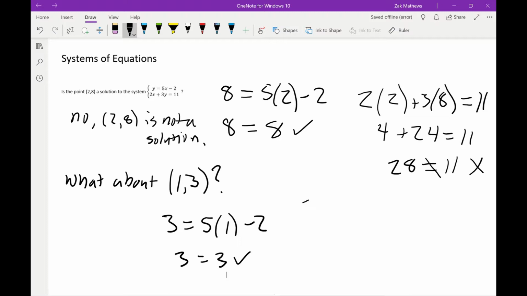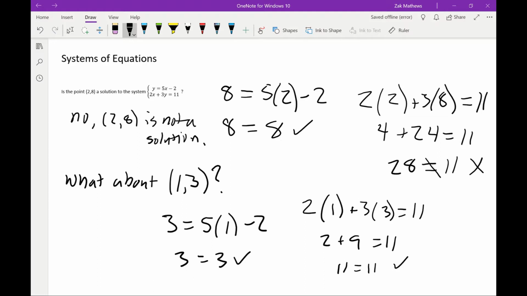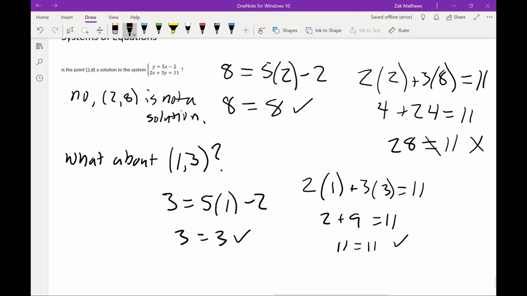So this time I'm going to take my 2 and multiply it by 1. I'm going to add 3 times 3. We're going to see if that's equal to 11. So we have 2 plus 9. And this time we end up with a true statement. This is true. And so what can we say about this point (1, 3)? We can say (1, 3) is a solution, I can abbreviate solution as SOLN, to the system. You may also see this written, the point (1, 3) satisfies the system of equations.